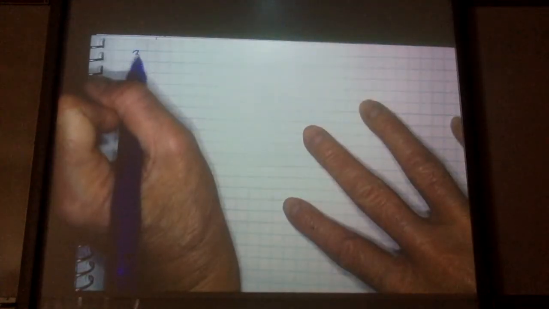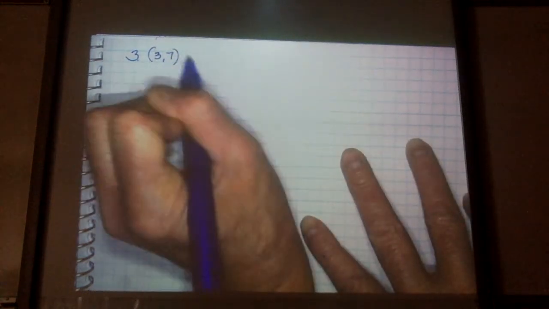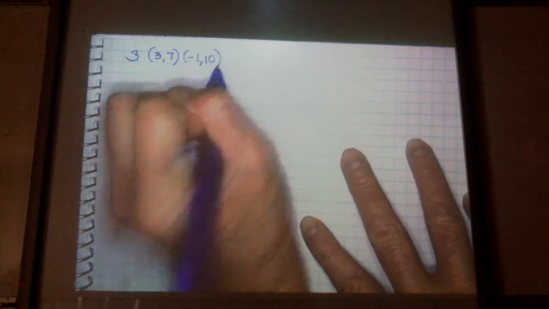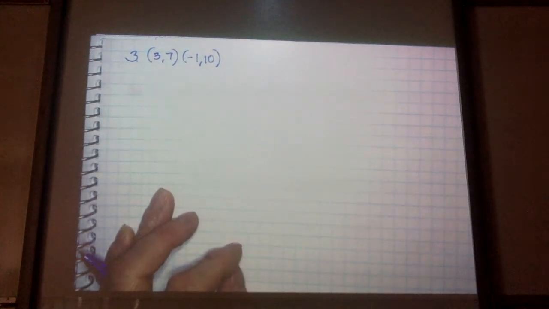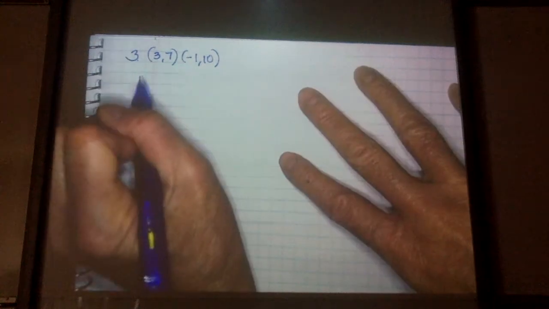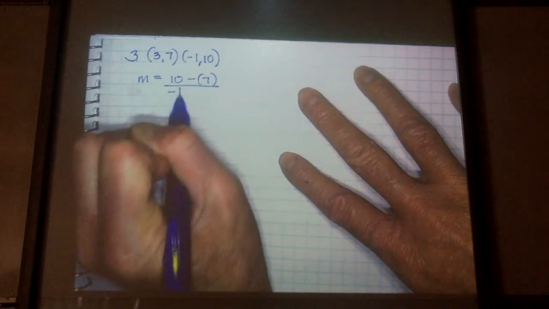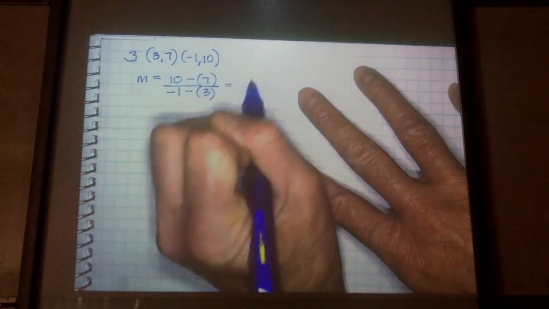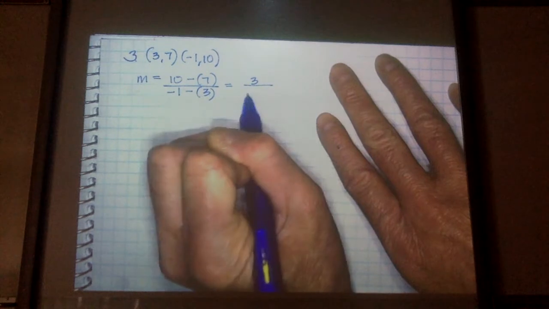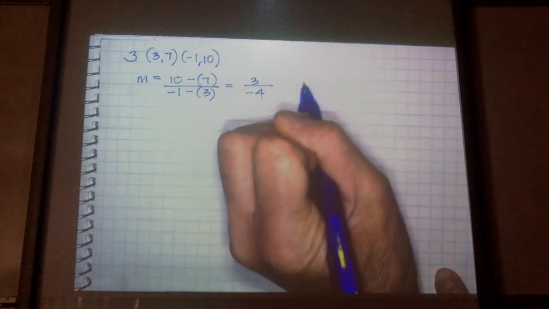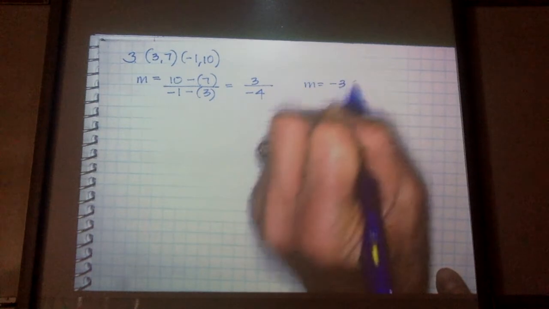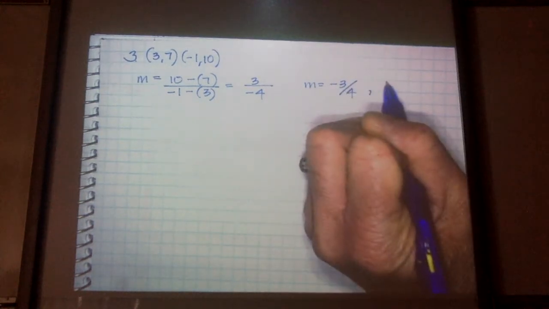Next one. You should be able to do this on a test because it's on there multiple times, so don't say you never saw this. The points are 3, 7, -1, and 10. None of these values are the same, so I'm not going to picture it. I'm simply going to calculate it. So 10 minus 7 over -1 minus 3 gives me 3 over -4. So my slope is -3/4. Because it's negative, this line falls.